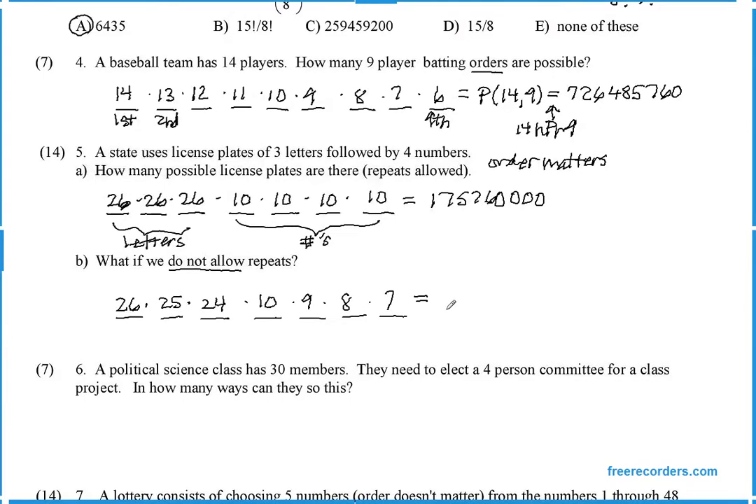We will get 78,624,000. You should double check my calculator work there. 78,624,000, 78 million. Still plenty of vehicle license plates here, even without repeats. But certainly not more than 175 million vehicles would be, for example, in the state of Illinois.